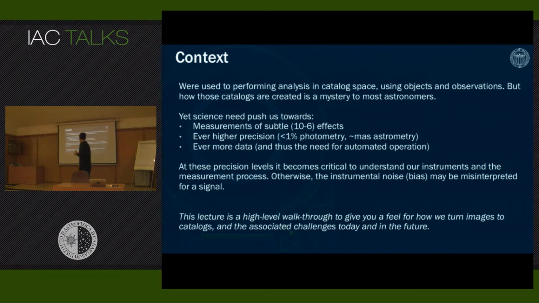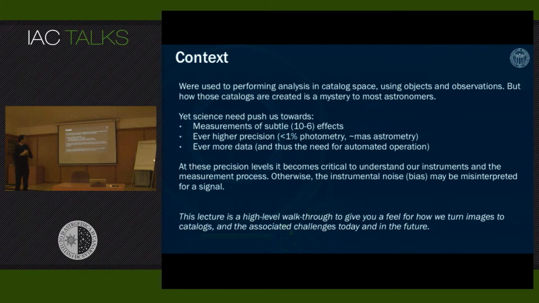Let me give you some of the context for this. So we, and I count myself into this, are used to doing analysis off of catalogs these days. So you go to an online archive, you download a whole bunch of measurements in a certain area of the sky or over the entire sky, and you use the magnitudes and error estimates that are in there, and you just simply more or less assume that they're true. You definitely do not think, how did those pixels get converted into magnitudes and error estimates? So that's a mystery to most of us.